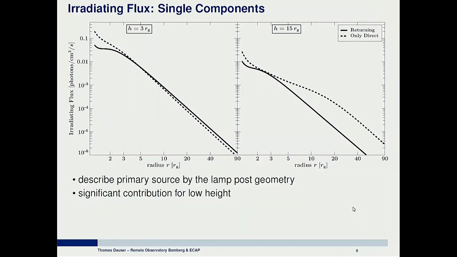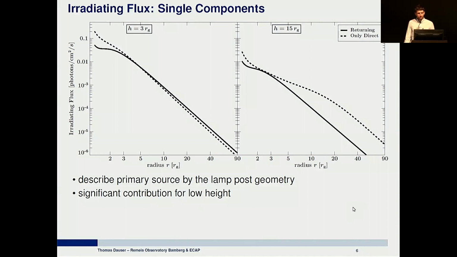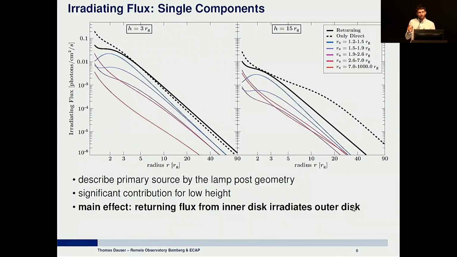We can look into this plot in a little more detail. We can investigate where the photons creating the returning radiation are coming from. Color-coded is now the emission regions of the photons returning to the disk. Blue is the very inner ring, and the other colors up to red are the outer rings of the accretion disk. The most interesting here is the blue curve, and you can see that this dominates the returning radiation regardless of the lamppost height. This means that the main effect of the returning radiation, which might be something to remember, is that the flux is returning from the inner part of the accretion disk to the whole, and more or less the outer accretion disk. So that's what's happening here.